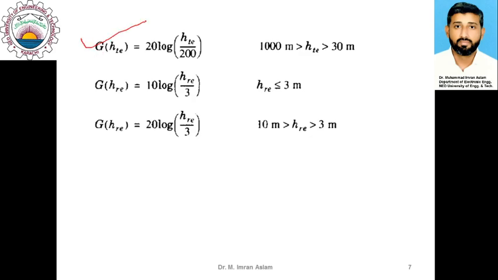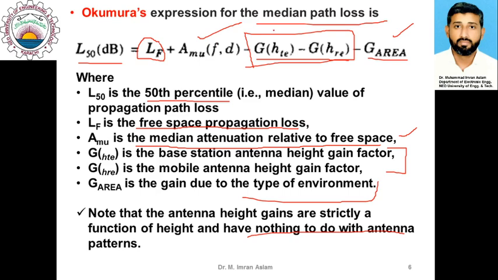The first expression is related to the transmit antenna. So if we have transmit antenna GHTE, we use this correction factor here, where we have this transmit antenna or base station antenna whose height is more than 30 meters up to 1000 meters. So this expression is valid for this range. So if your base station antenna height is different than 200, you would get some value for this, which needs to be applied to this expression in order to get the total loss.